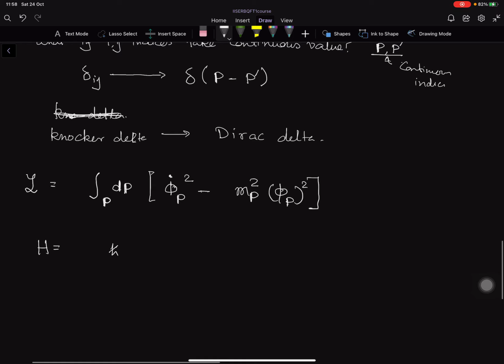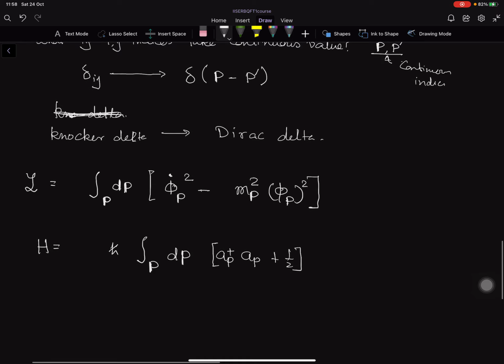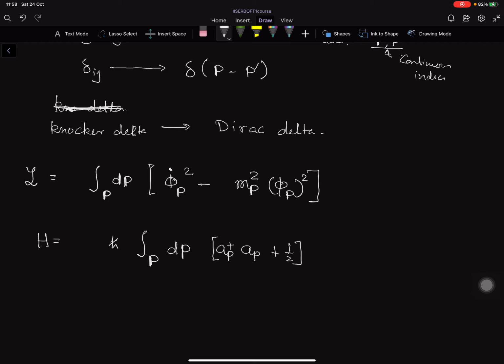Okay, the Hamiltonian will become ħ, again the integration over dp of a†_p a_p plus half. We haven't said in what range p and p prime take values and all this, but at this point it's just some continuous set of indices.